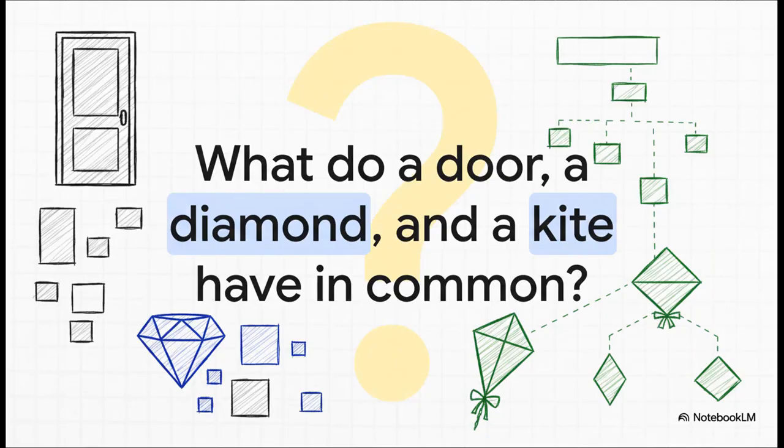So let's kick things off with a little puzzle. What on earth do a door, a diamond, and a kite all have in common? I mean, they look completely different, don't they? Well, when you look at their geometry, they are all part of the very same family. And by the end of this, you'll see exactly how they're all related.